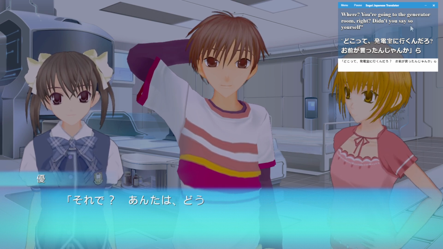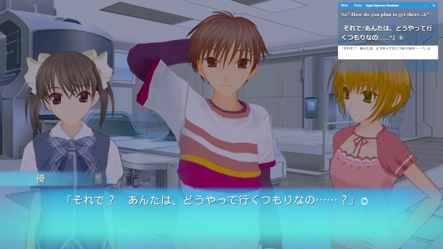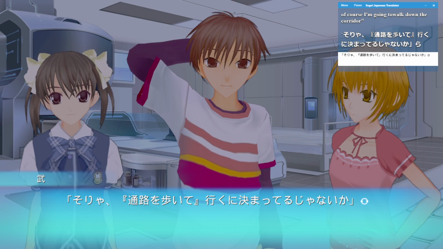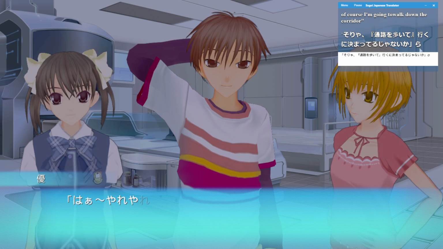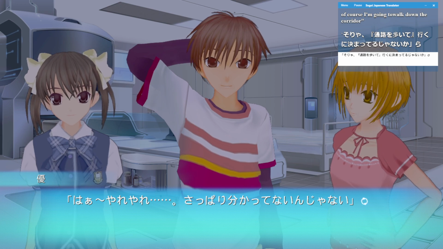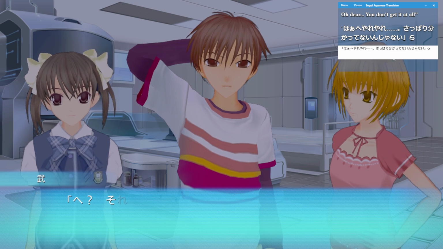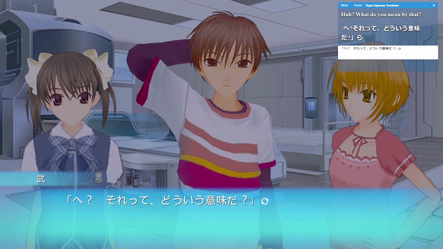So, how do you plan to get there? Of course, I'm going to walk down the corridor. Oh dear, you don't get it at all. What do you mean by that?